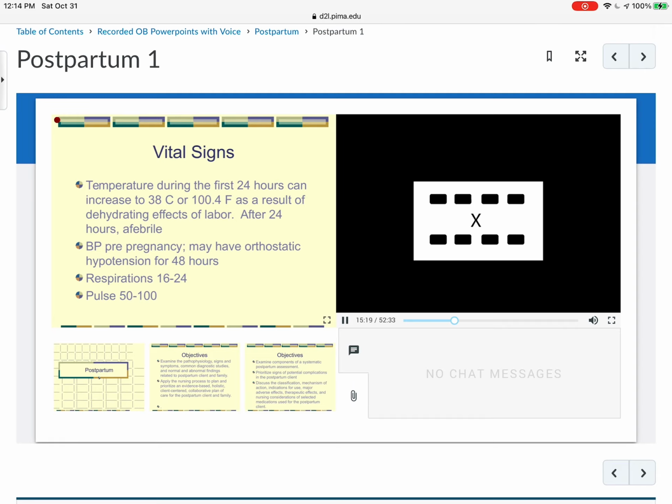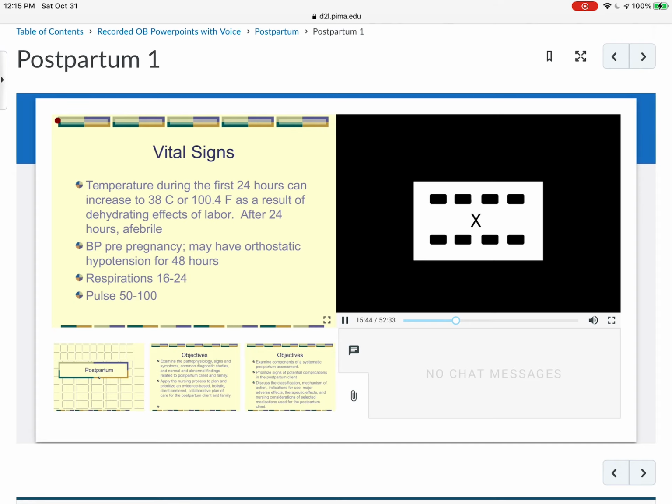I would say the big thing we're watching for is that blood pressure. Most of the time, the blood pressure is going to be what it was pre-pregnancy, but sometimes when they first get up to the bathroom, they may have some orthostatic hypotension for about 48 hours. So usually we're going to be very careful when they sit up, ask them if they feel okay before standing up, and assist them the first couple of times they get up to the bathroom.